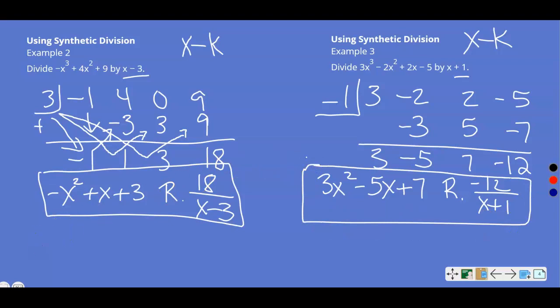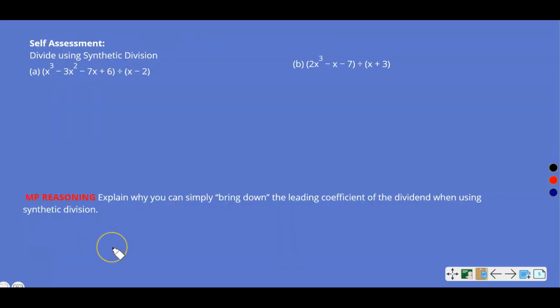And that's it. All right, a self-assessment. This is brand new information, so make sure that you understand what we're doing. Remember, this is x minus k, so go ahead and change the sign. Set this up. Make sure you've got each degree represented.